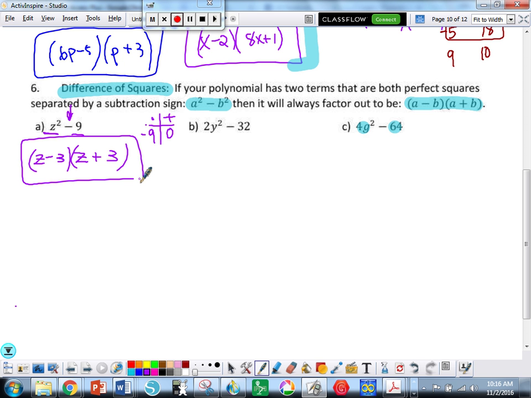Let's look at part B. Do you have a perfect square here? The y squared is perfect, but the 2 is not, right? What about the 32? Is it a perfect square? No. So as it stands right now, you couldn't do the difference of squares. But is there a greatest common factor between those two? Yes. Pull out the factor first, and then what are we left with?